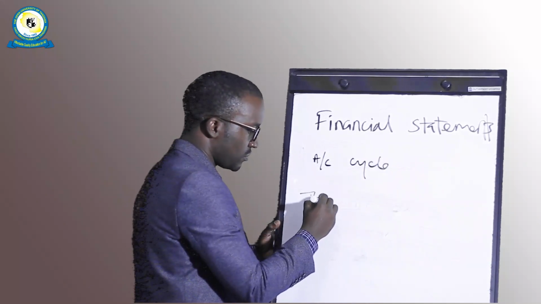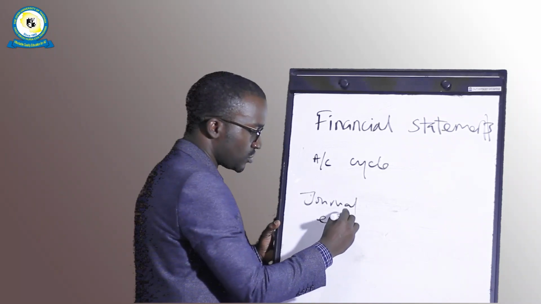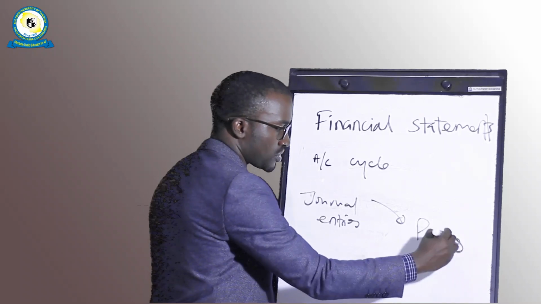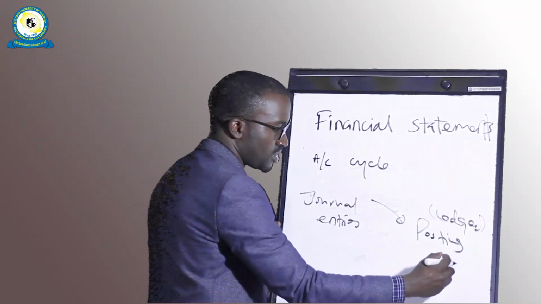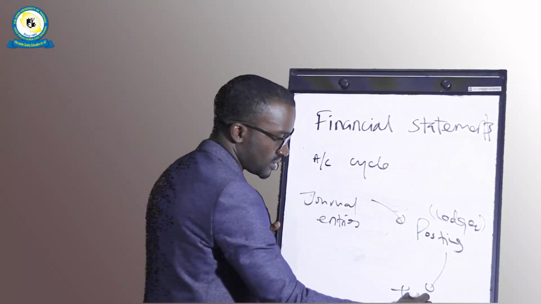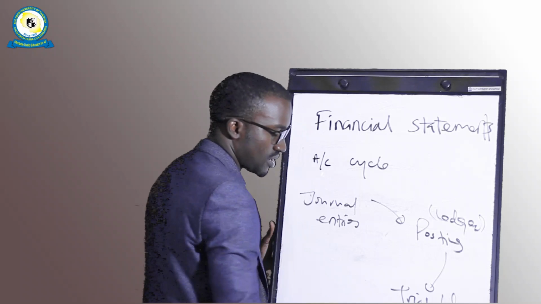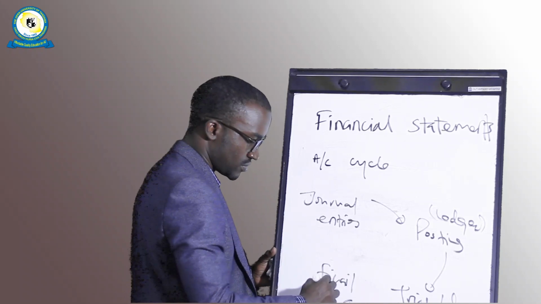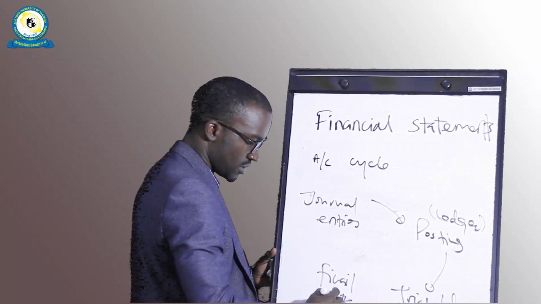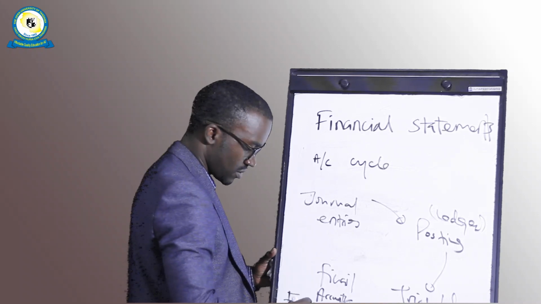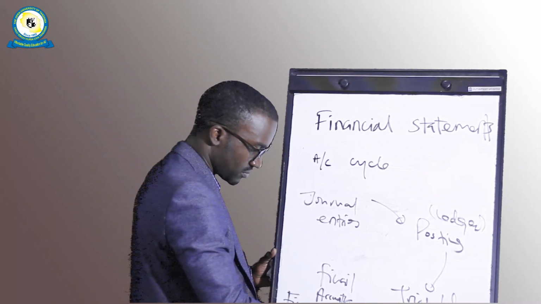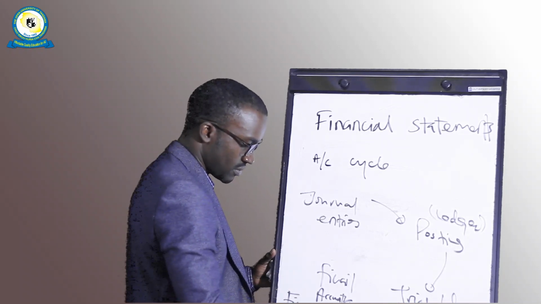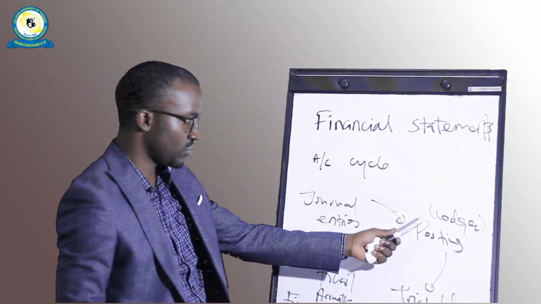Here you have the journal entries, or the journalizing process. Then you come to the posting, and by posting we mean the ledger posting, and then you have the trial balance. From the trial balance you have the final accounts, and here is where you prepare the financial statements. So today we will concentrate here.